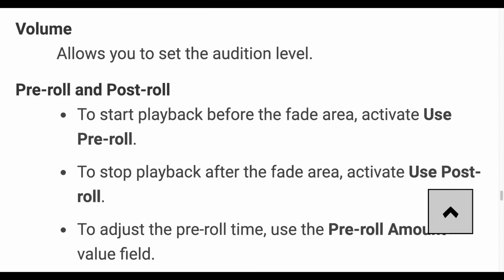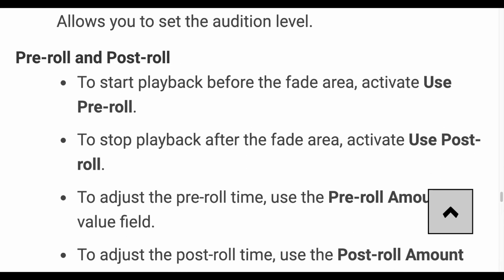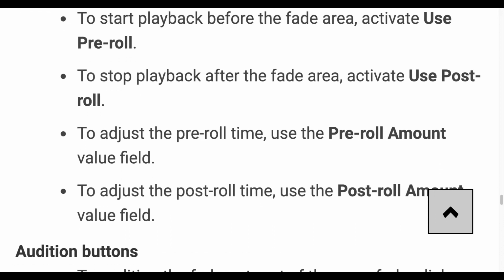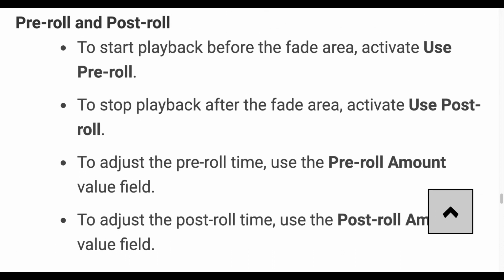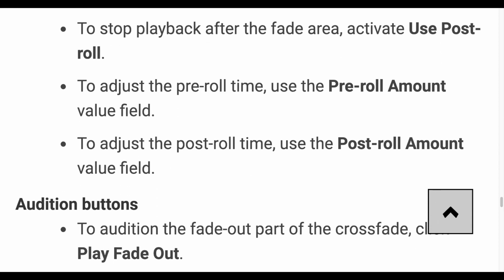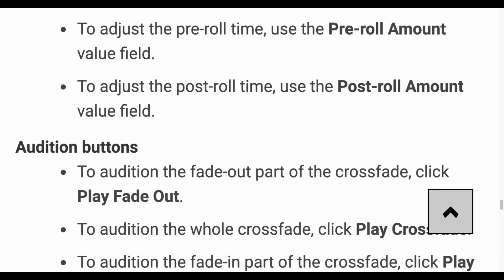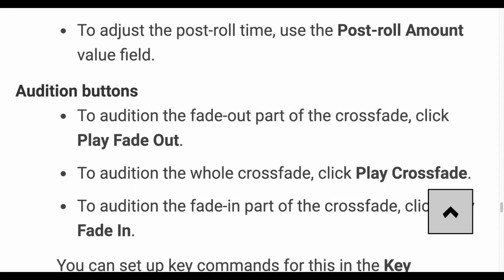Volume. Allows you to set the audition level. Pre-roll and post-roll. To start playback before the fade area, activate Use Pre-roll. To stop playback after the fade area, activate Use Post-roll. To adjust the pre-roll time, use the pre-roll amount value field. To adjust the post-roll time, use the post-roll amount value field.